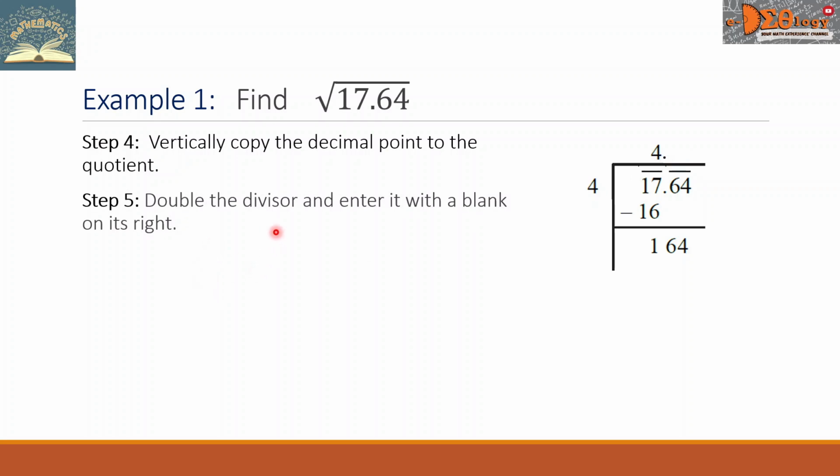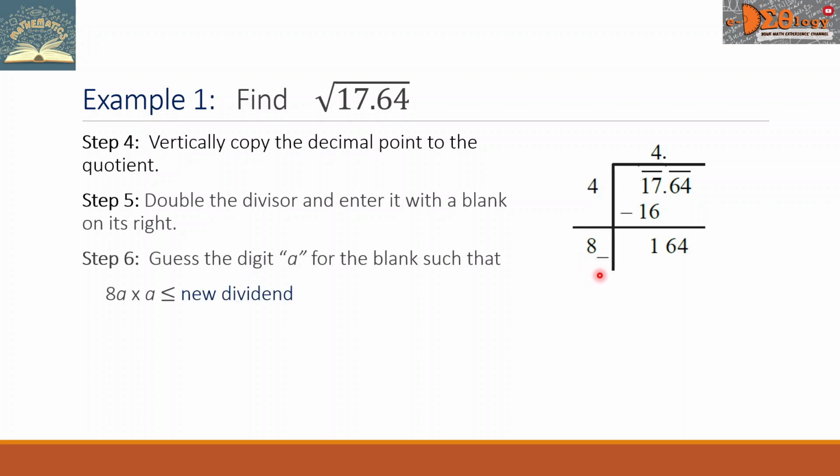Step 5, we double the divisor and enter it with a blank on its right. The divisor is 4. When we double, it becomes 8. Then there is a blank after 8. Step 6, we guess the digit A for the blank, such that 8A times the A should be less than or equal to the new dividend. So, by trial and error, we can say 2.